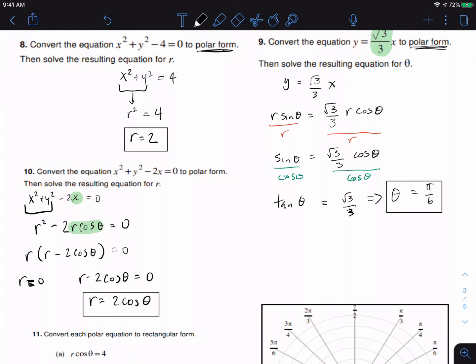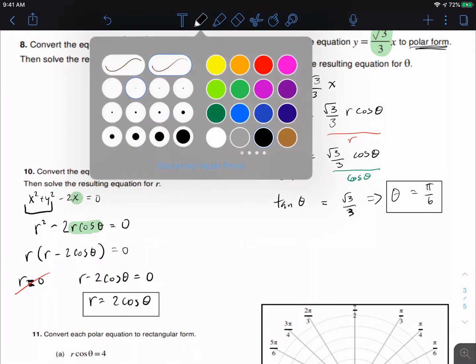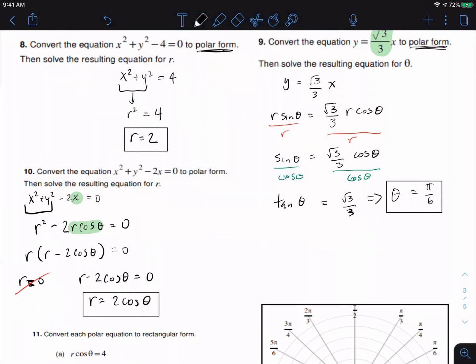We don't, right? So then this guy cannot be a solution, because it'd be a point at the origin, which is not what we want. Okay? All right.